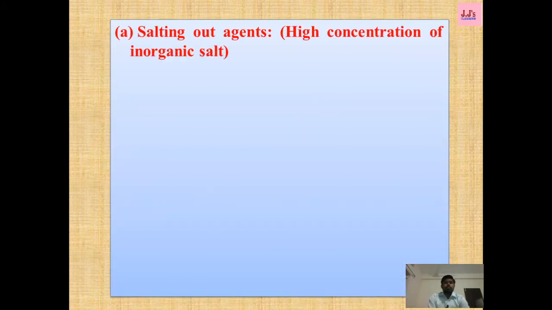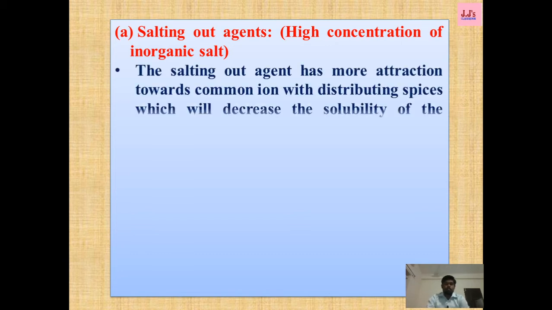In that, the first point is called salting out agents. Those are the higher concentration of inorganic salts. Point number 1: the salting out agent has more attraction towards the common ion with distributing species, which will decrease the solubility of the species in the aqueous phase.